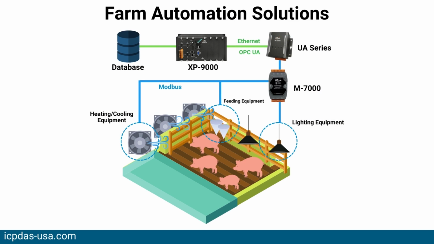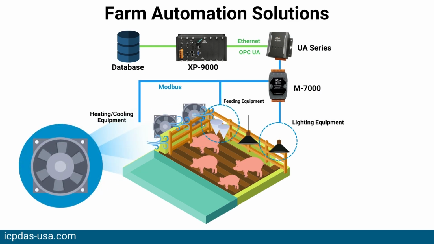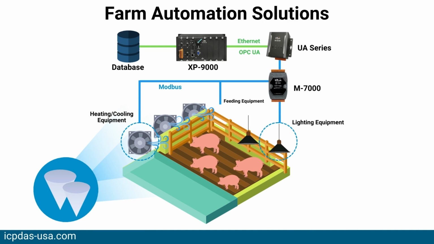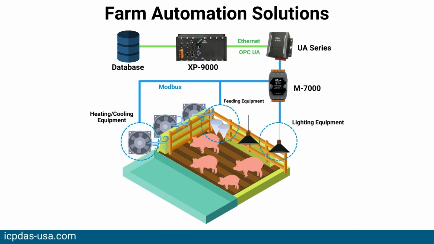This is an application using our UA, XP-9000, and M-7000 series for a farm automation solution. The solution controls the on-site cooling, heating, ventilation, environmental equipment, lighting equipment, feeding equipment, and pig pen equipment through a UA module and the connected M-7000 modules.